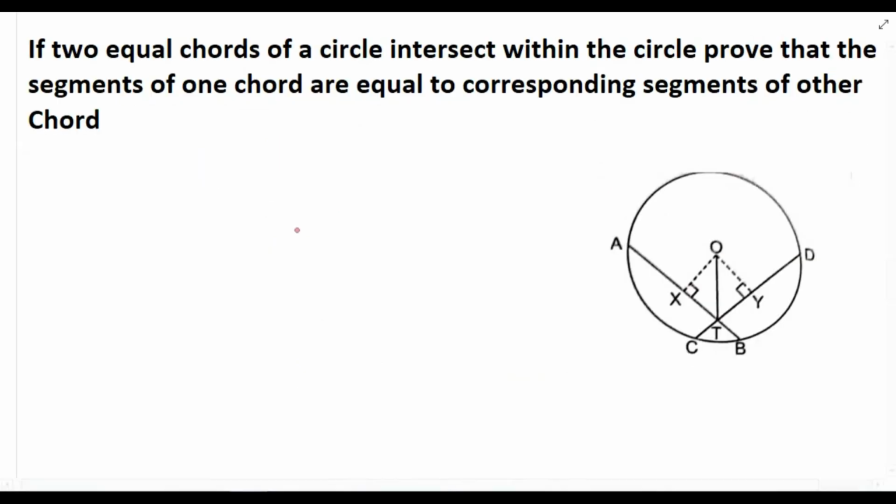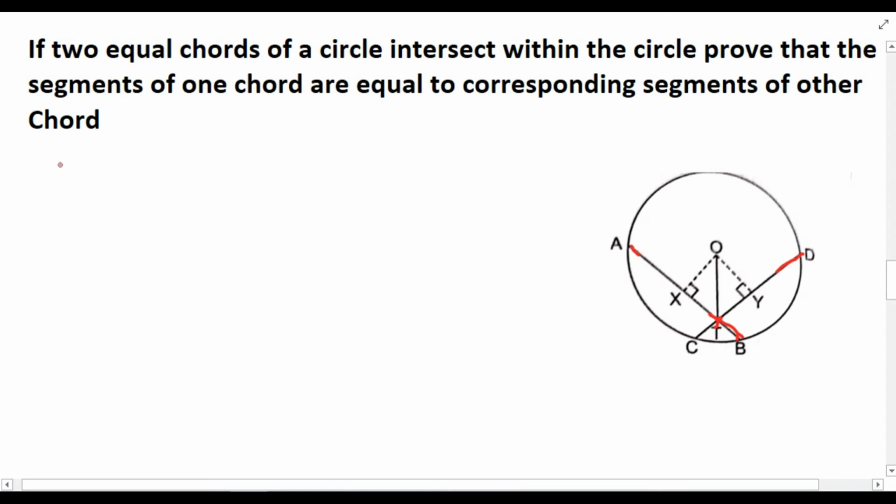Next question: if two equal chords of a circle intersect within the circle. So we can see here AB and CD are two chords. They are equal chords. They intersect at the point T. Now we have to prove that segments of one chord are equal to the corresponding segments of the other chord.